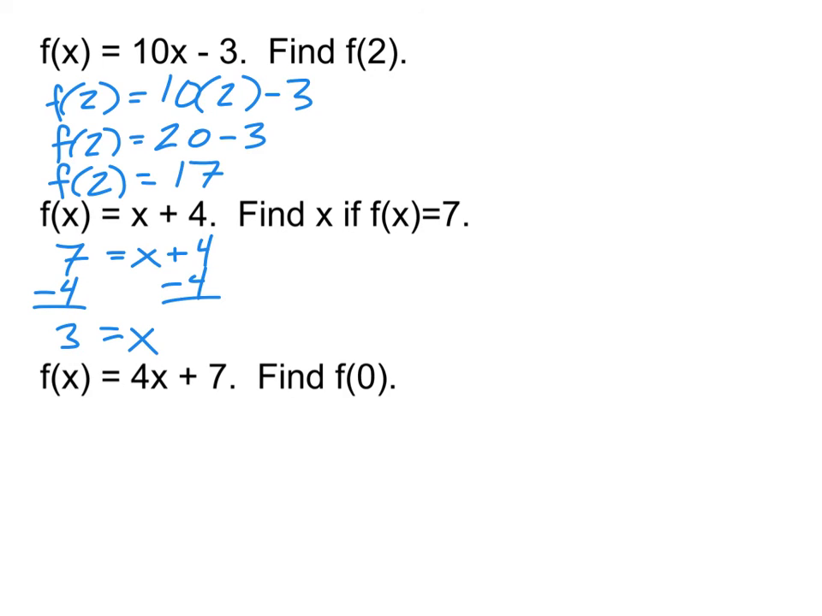All right, and then for this last one, we're finding f of 0. Again, the 0 is in the parentheses, so I plug it in for x. So we're going to go f of 0 equals 4 times 0 plus 7. So f of 0 equals, well, 4 times 0 is 0, so just equals 7. And so f of 0 equals 7, and we're done.